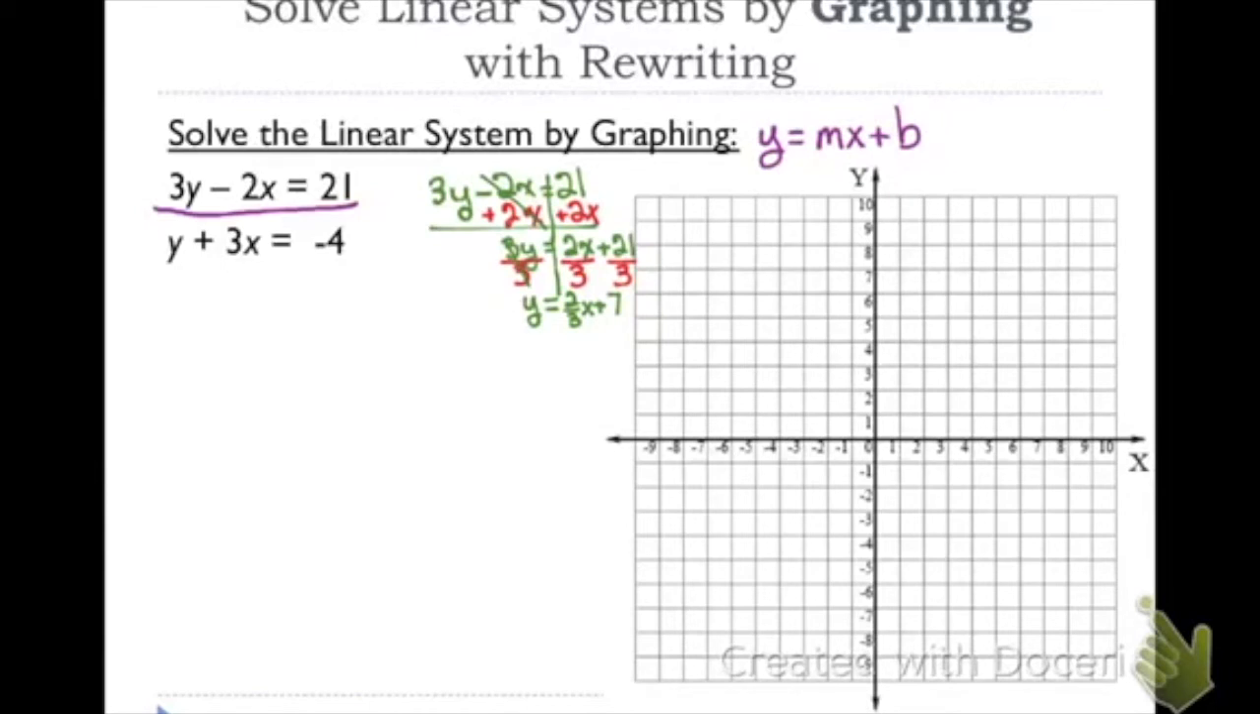So now I have this equation in slope-intercept form, and I can identify my y-intercept and my slope. But before I do that, let's go to our other equation and solve it for y.